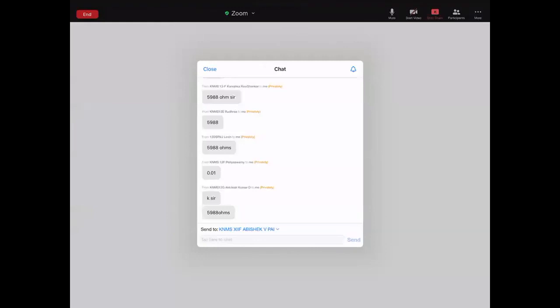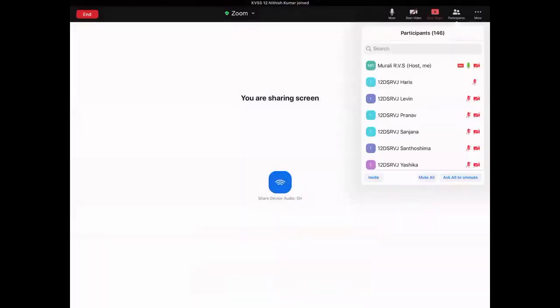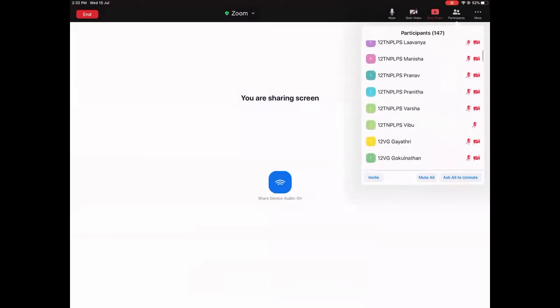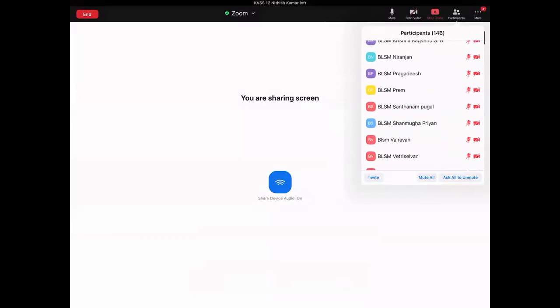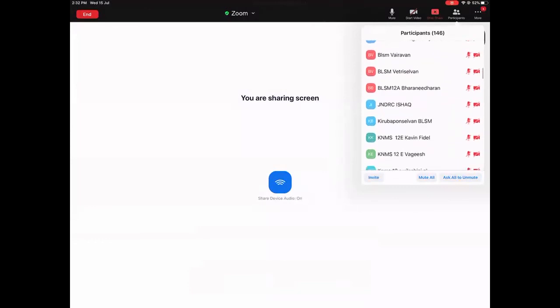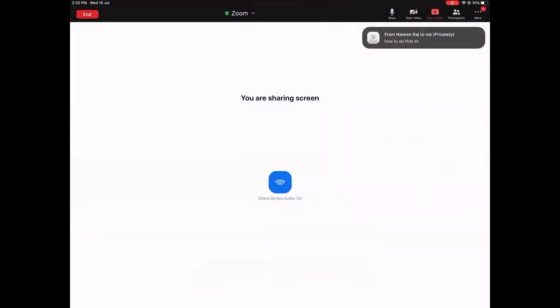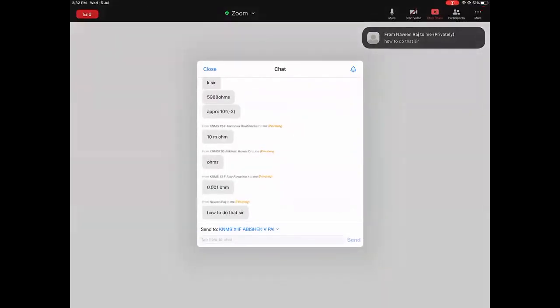Okay. Where are the others? How many are there? 50% is gone. Yes, Niranjan, Pragadish, are you guys there? Niranjan, Pragadish, Prem, Vairavan. How to do that means which one?